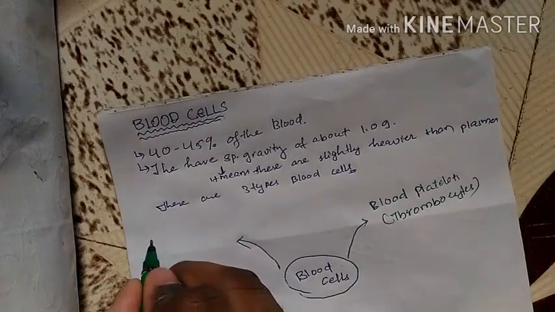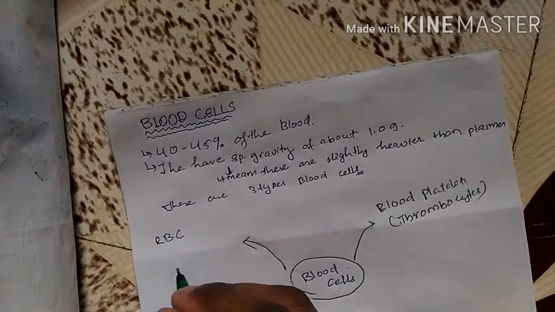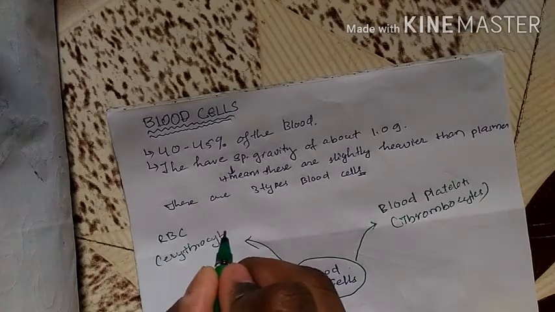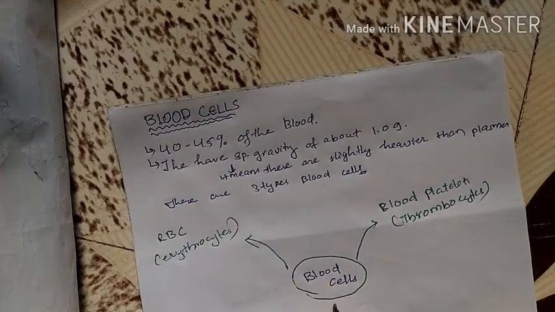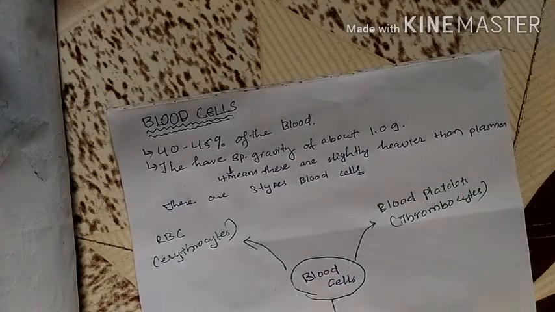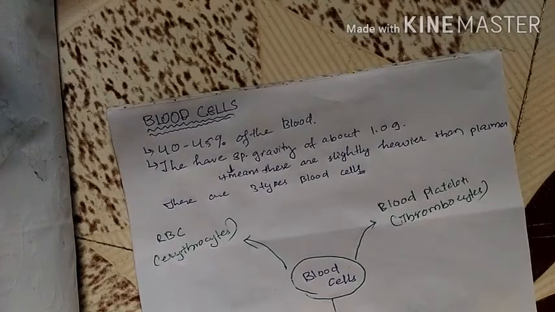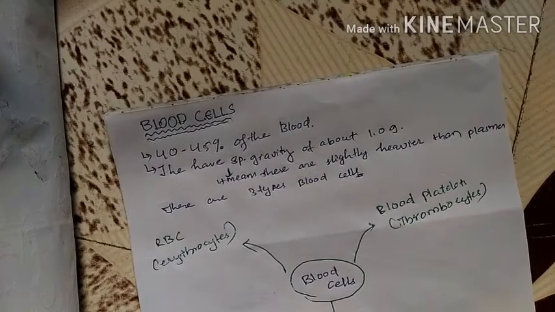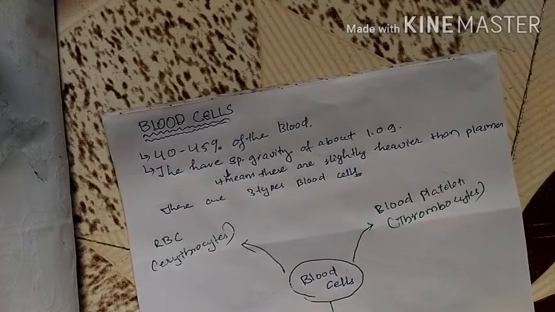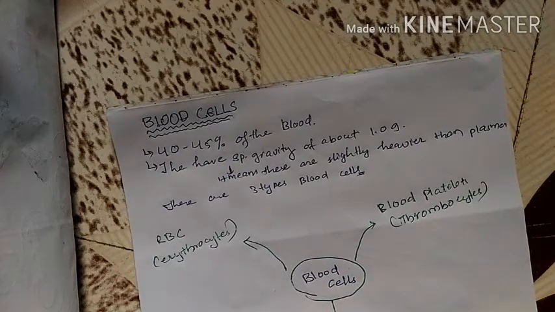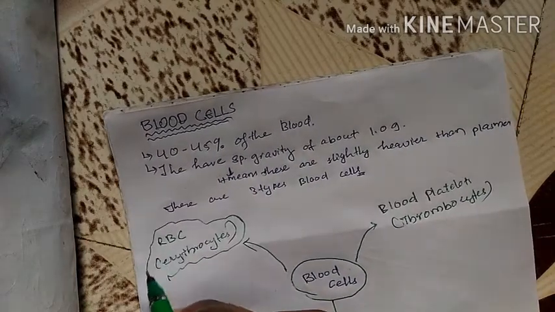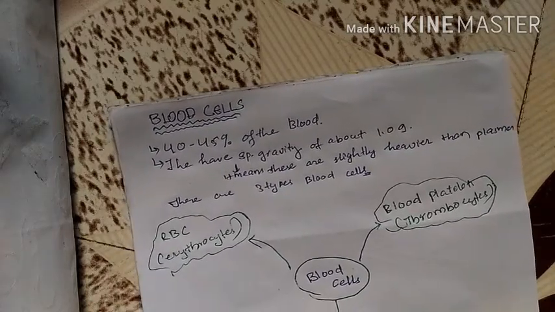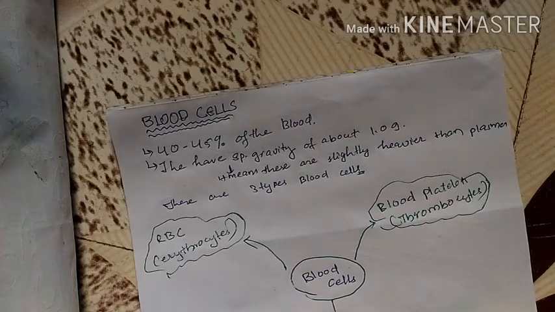The next is RBC, red blood cells, also known as erythrocytes. These cells are red in color. And the third one is WBC or white blood cells, which are also known as leukocytes. So one is blood platelets or thrombocytes, second RBC, and next is white blood cells or WBC.